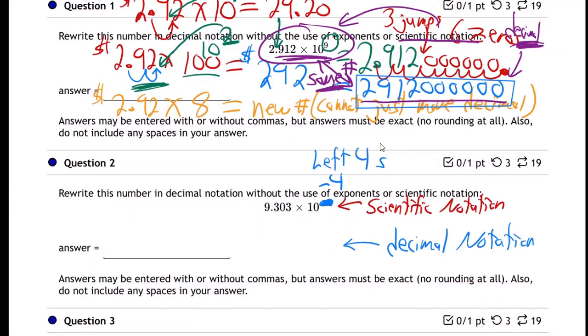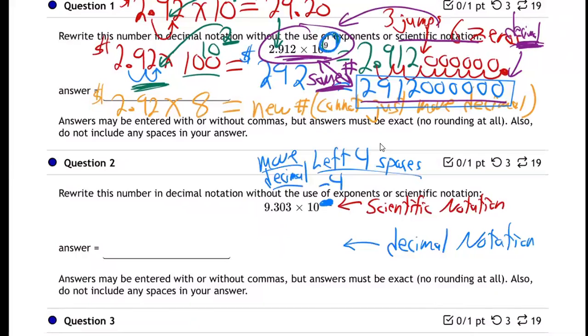left 4 spaces. Exactly. The negative, move the decimal left 4 spaces. And the other one, we moved the decimal right. It was the last problem. It was +9 there, so I moved the decimal right 9 spaces. If the power on the 10 is positive, you move to the right. If the power on the 10 is negative, you move to the left. So -4, I'm going to go left 4 places.